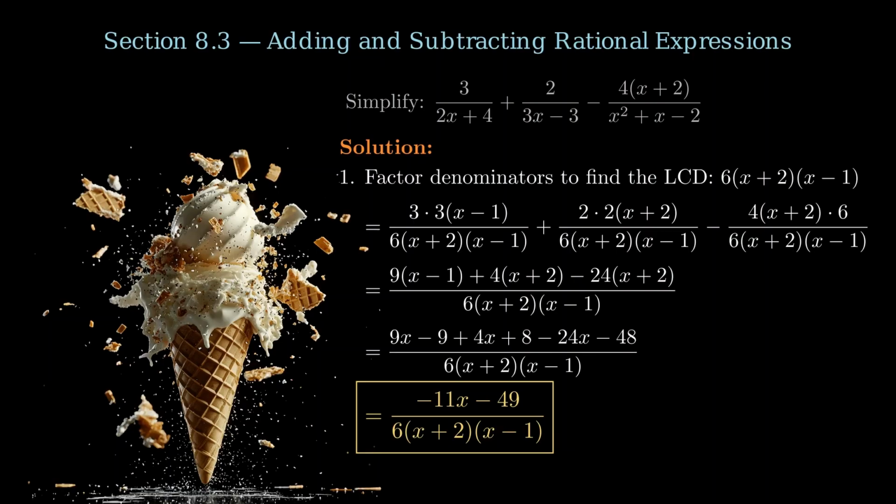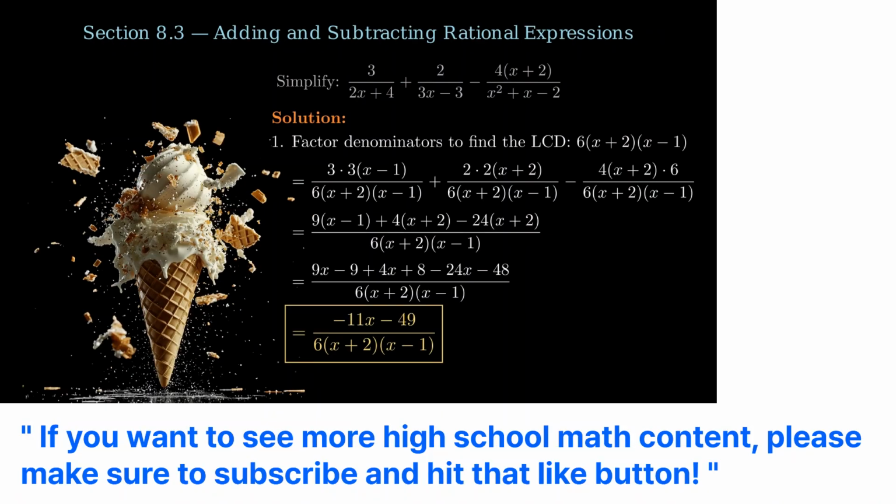Convert each fraction using this common denominator and combine the numerators. Distribute the numbers and combine the like terms in the numerator. This simplifies to 13x minus 25. Our final simplified answer is 13x minus 25 over 6 times x plus 2 times x minus 1.